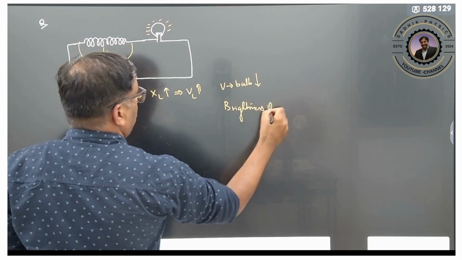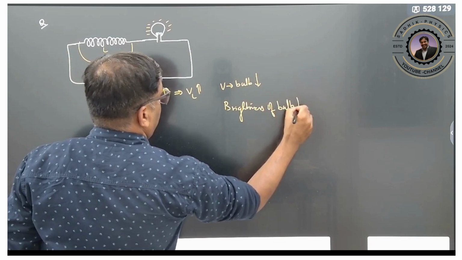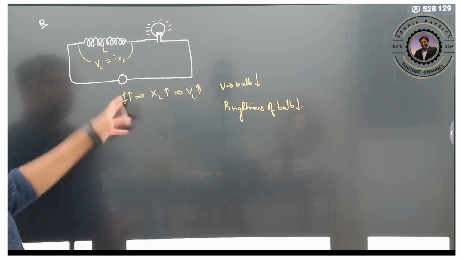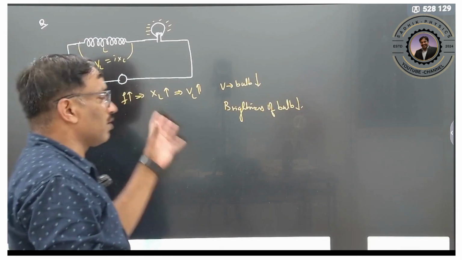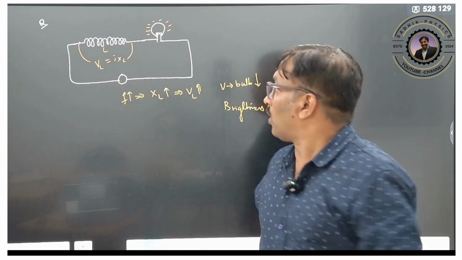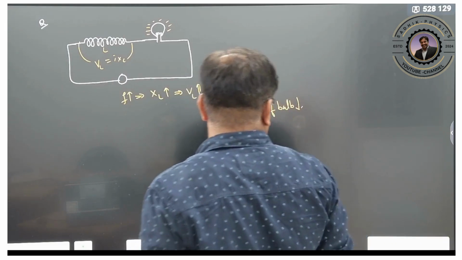Brightness of bulb decreases. Clear? So reverse scenario, if the frequency is decreasing also. One more scenario is there now. Let us see what that is.